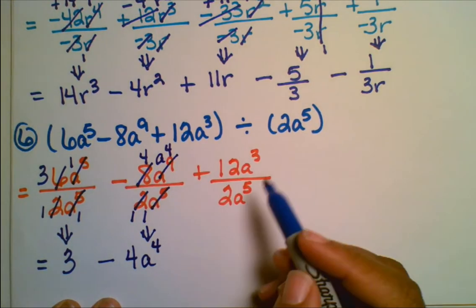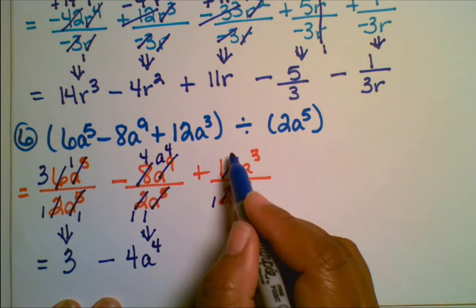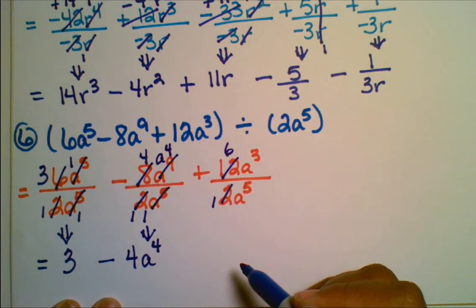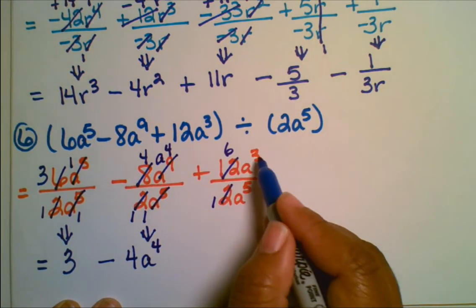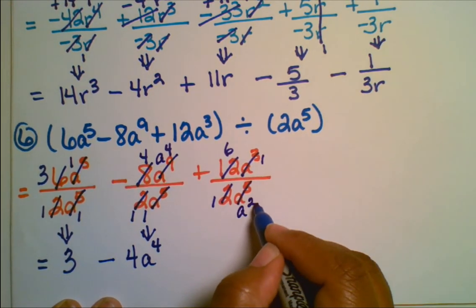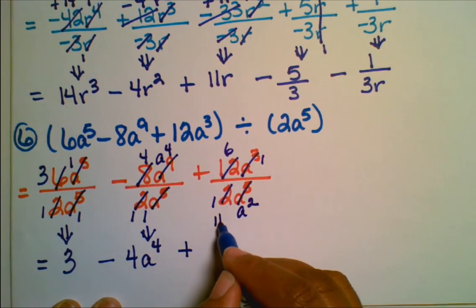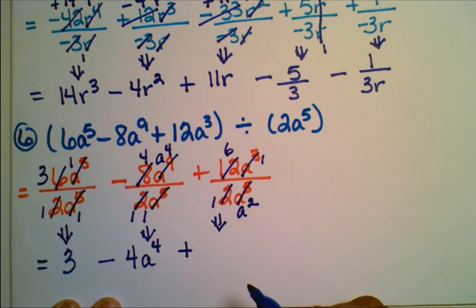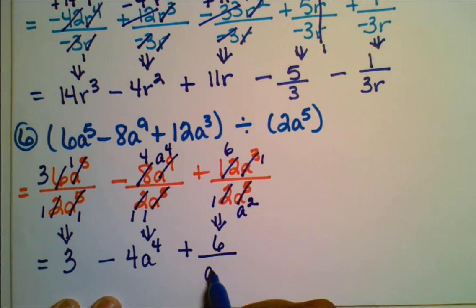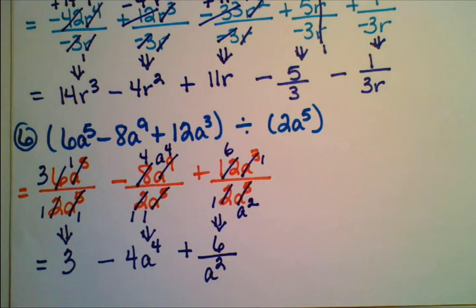And then our last term, 2 divides into 12 6 times. Look at where you have the greatest amount of a's, in the denominator. So we're going to subtract 3 a's from out of 5. We have a squared, but the a squared is in the denominator, so that last term will be written as a fraction. So we have 6 over a squared, and that is our solution.